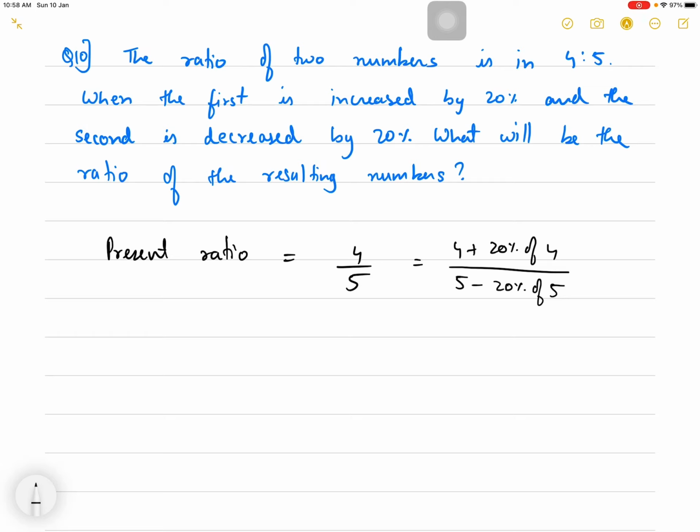Okay, so I'll put an arrow because it is not equal to. Okay, so 4 plus 20% of 4, what is 20% of 4? 20% of 4 is 0.8, right? So 4 plus 0.8 upon 5 minus 20% of 5. What is 20% of 5? 20% of 5 is 1, so 5 minus 1, which will make this 4.8 divided by 4. So the ratio will be 4.8 upon 4.